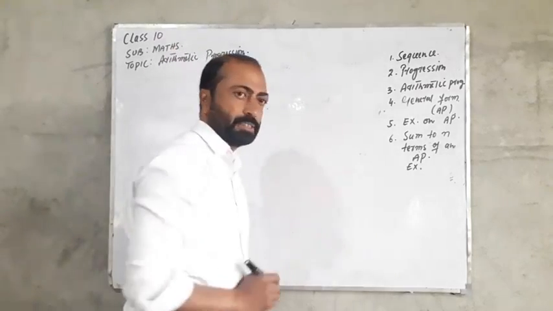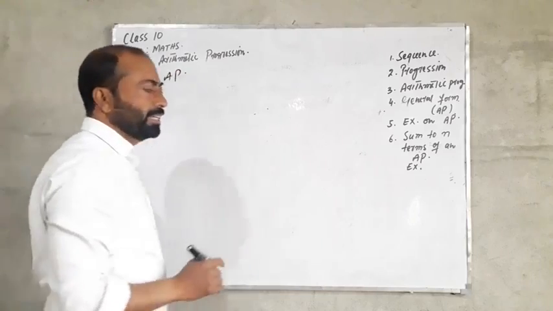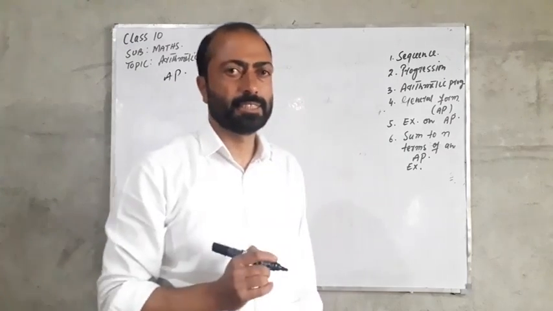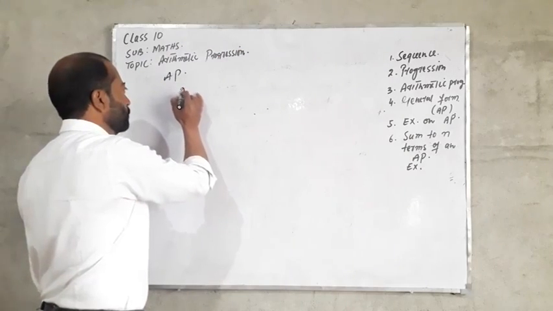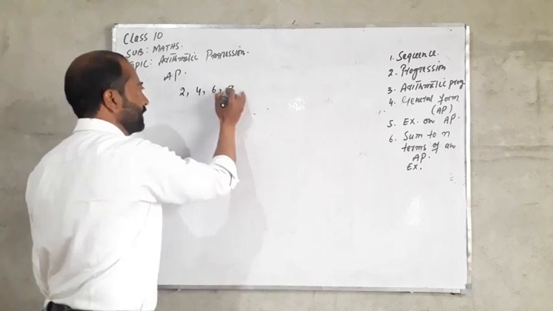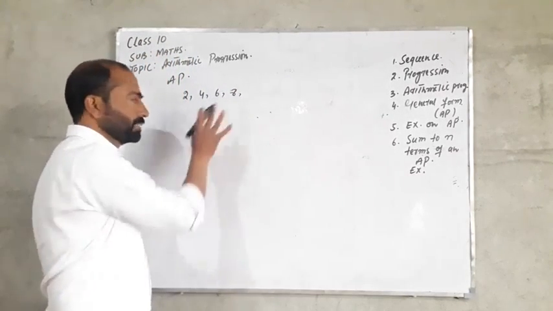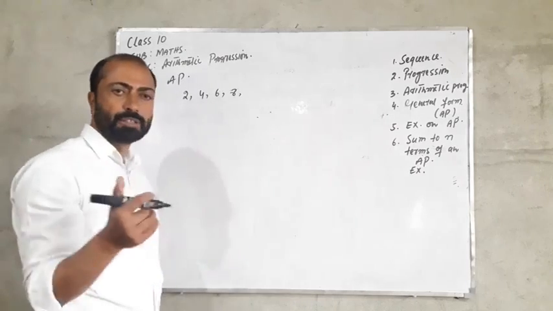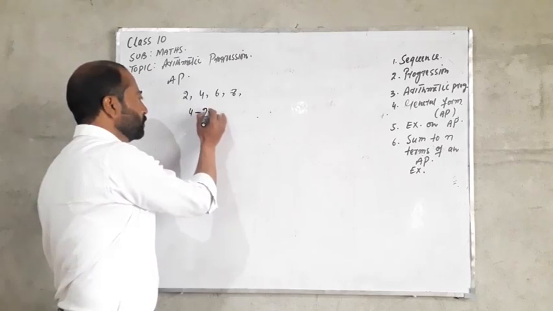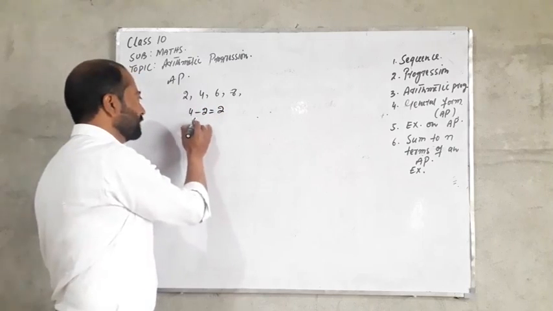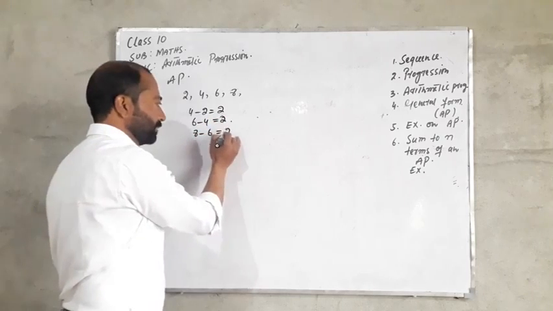Now, arithmetic progression. We abbreviate it as AP. Again, this arithmetic progression is actually a sequence of numbers. For example, let me write here 2, 4, 6, 8. Clearly, it is a sequence of numbers. Look here, 4 minus 2, you are getting 2. 6 minus 4, you are getting 2. 8 minus 6, you are getting 2.